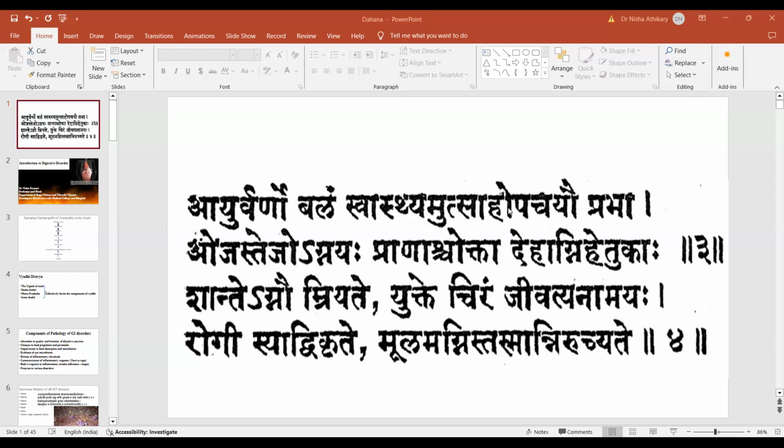Grahani is a complex disease. You are right, you can add liver tonics also to it. Hope your question has been answered, Suman. Dr. Rati has one more question.